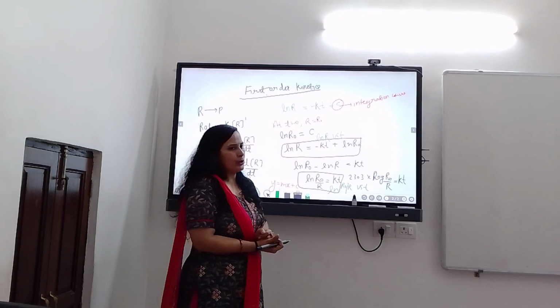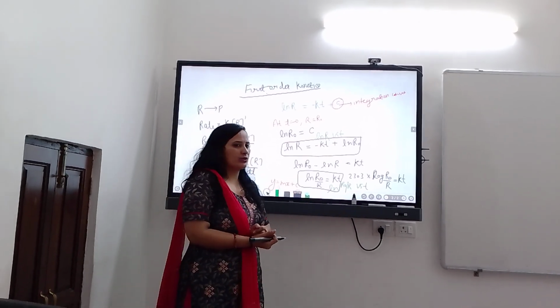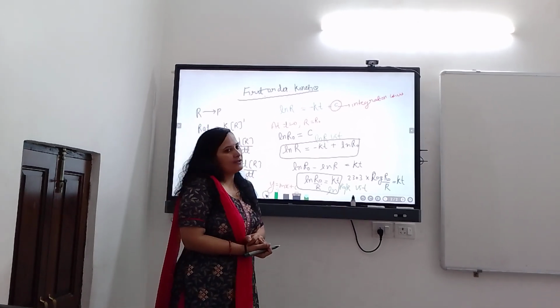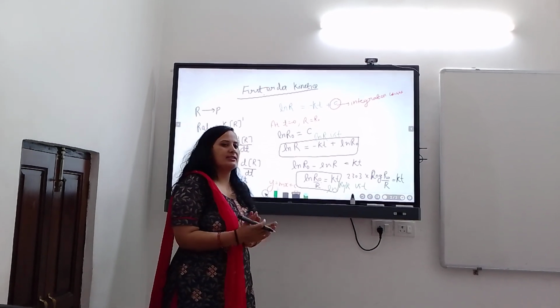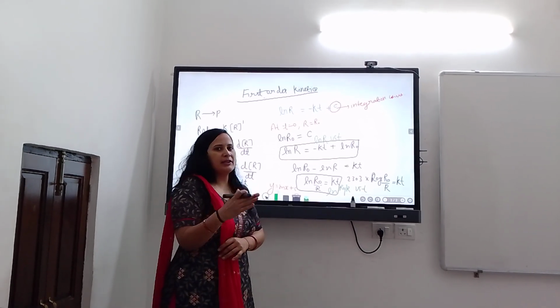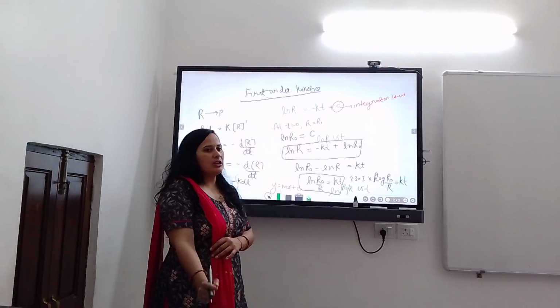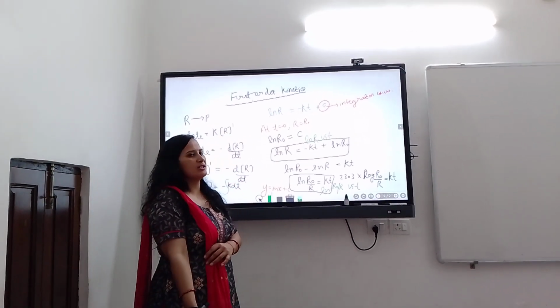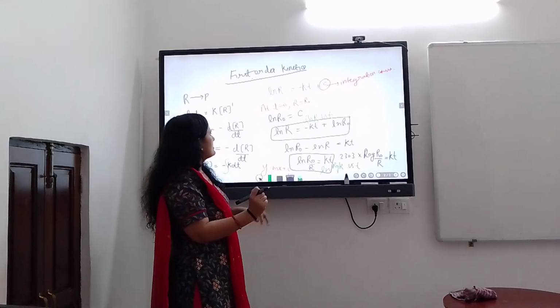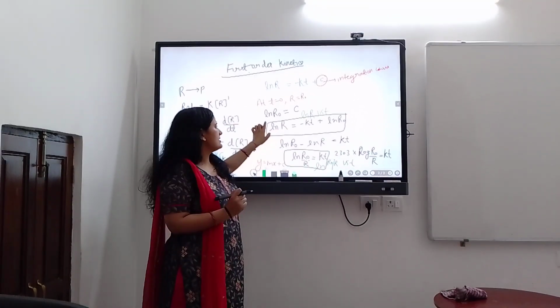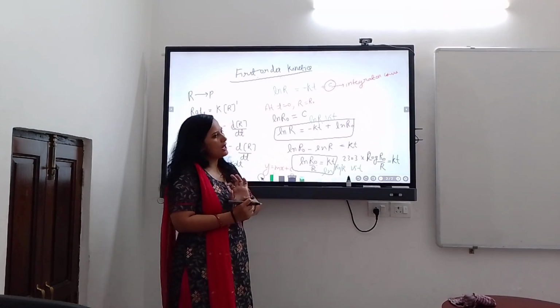Okay, what we have learned today? We have learned about the first order kinetics. What is the first order reaction? First order reaction is a reaction in which rate is proportional to first power of concentration of the reactant molecules. And what is the integrated rate equation for the first order reaction? That is equal to ln R is equal to minus kt plus ln R0.